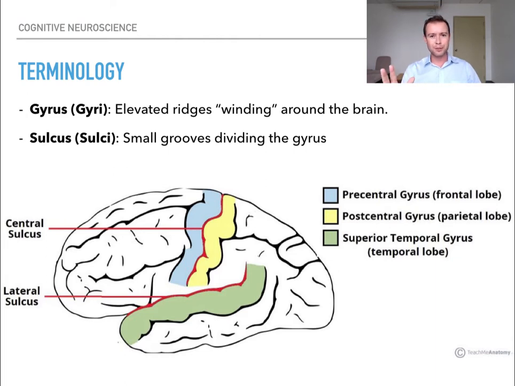Now I want you at this point just to have a think about why it would be useful to have the cortex comprised of these ridges, rather than it just being flat. In an evolutionary sense, why would that potentially be adaptive? Now pause the video, have a think, and see if you can come up with an answer.